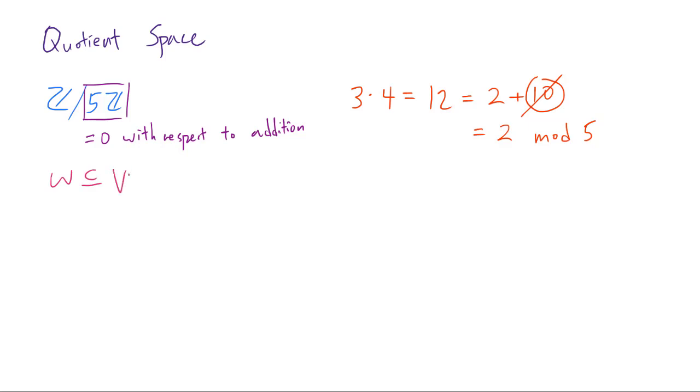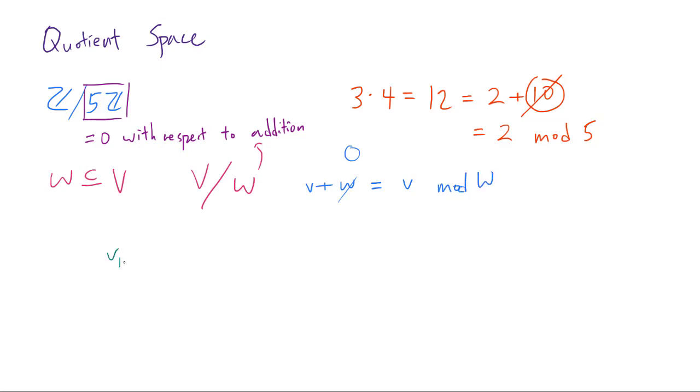So if W is a subspace of V, then we're going to now consider V mod W, where anything in the subspace W is essentially going to be considered 0 with respect to vector addition. So that if you have something in V and you're adding something in W, then you're essentially going to consider something in W to be 0. So you're going to write this as V, and we're going to use the notation mod W.